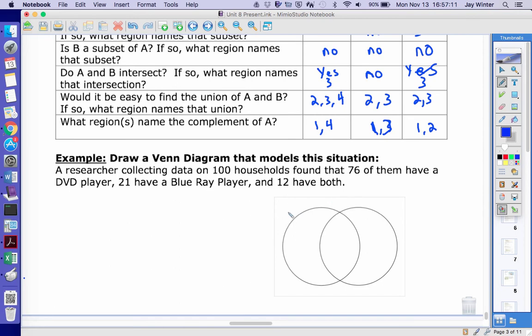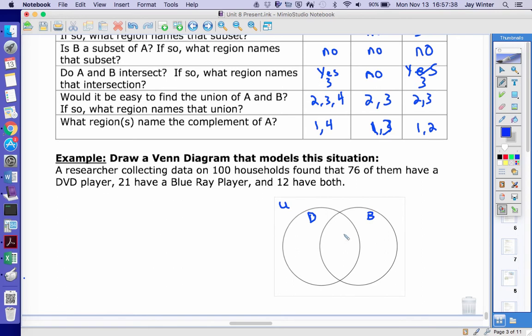So if I wanted to draw a Venn diagram that models this situation, I could call everything that's in the rectangle my universal set. And that would be all 100 households that I have surveyed about this. And I could call the first circle on the left set D for DVD players, and the one on the right set B for Blu-ray players.